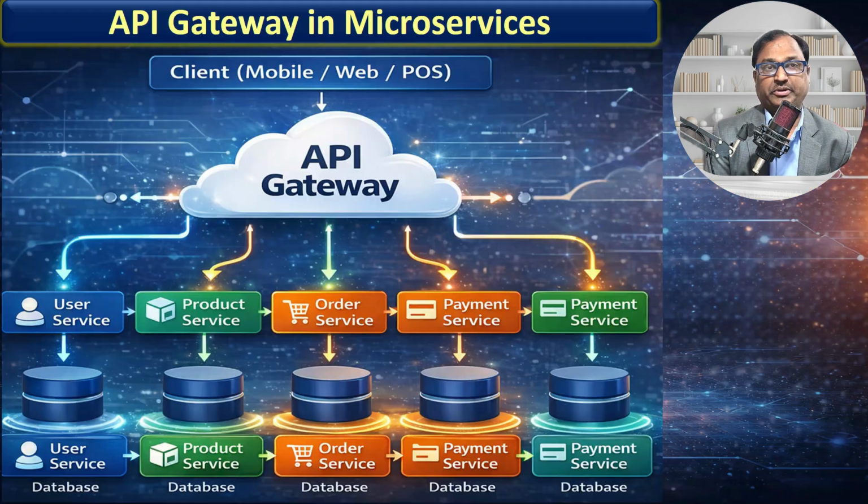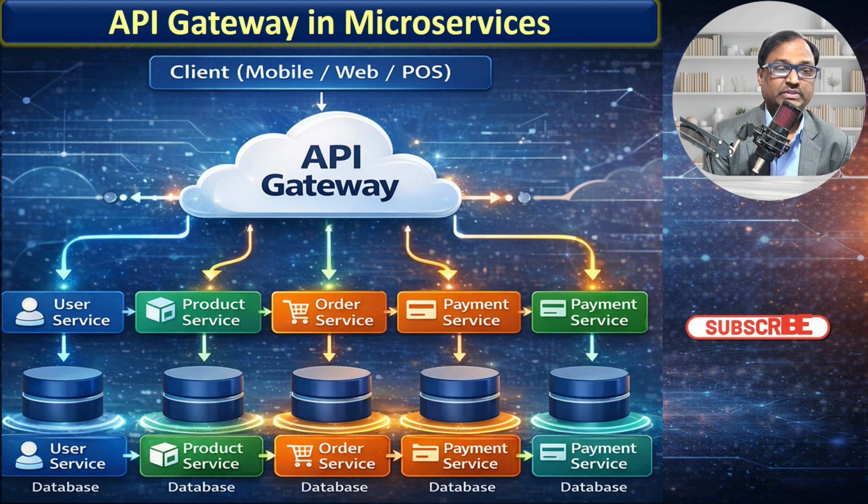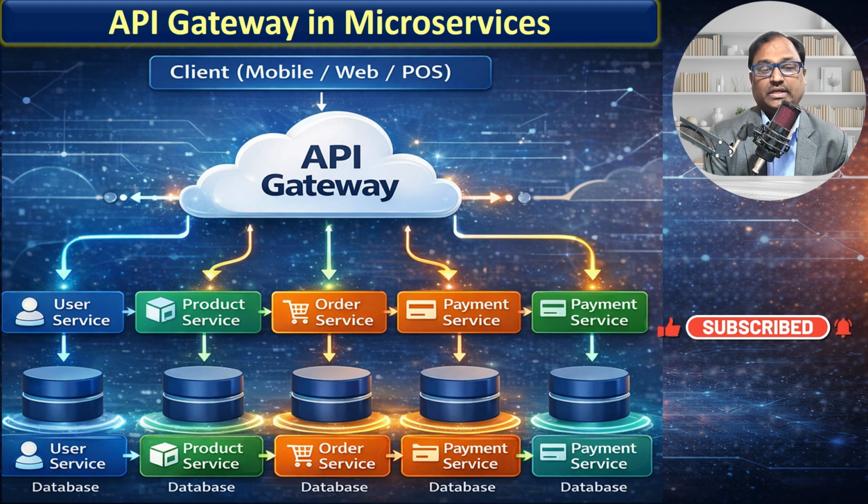The next key concept is API gateway. The usage of API gateway in microservice architecture is when many microservices exist, clients should not call each service directly. Instead, all requests go through a single entry point called the API gateway. An API gateway acts as a central door for all client requests. Mobile apps, web apps, and POS systems send requests to the gateway. The gateway routes the request to the appropriate microservices.